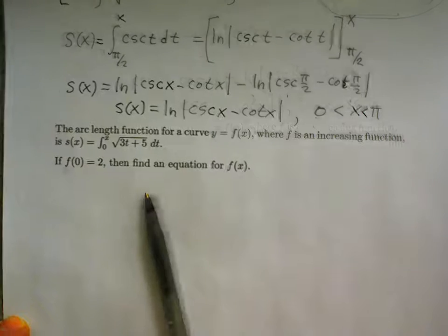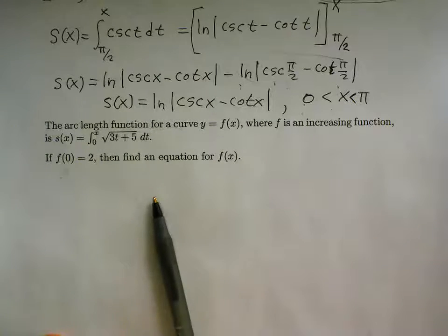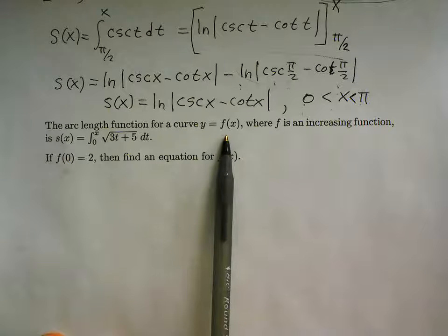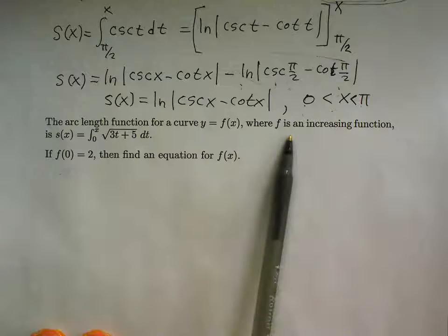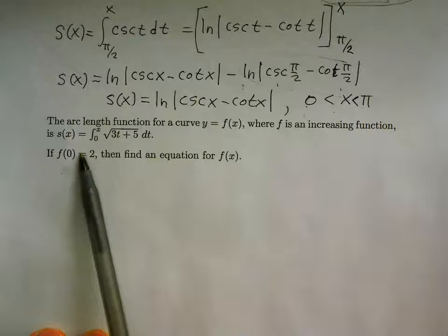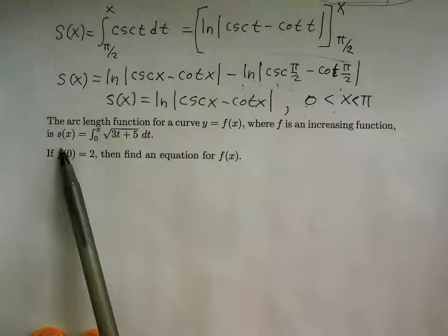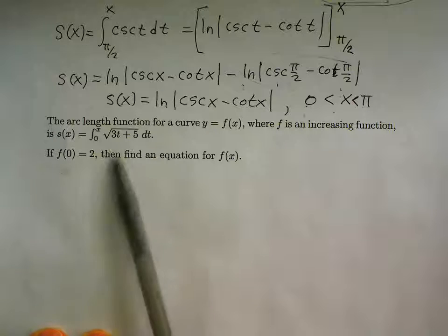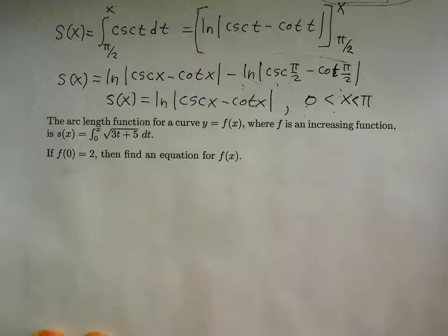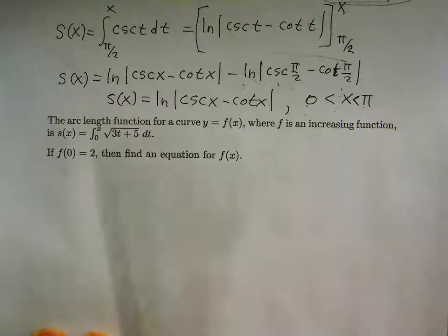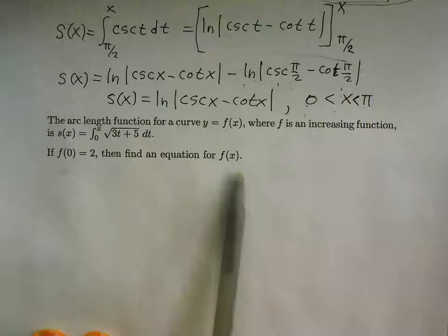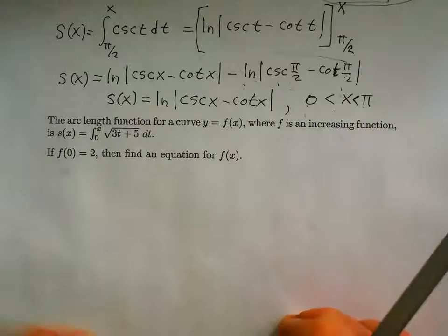In this problem, we're given the arc length function for a curve y equals f of x, where f is an increasing function. The arc length function is s of x equals the definite integral from 0 to x of the square root of 3t plus 5 dt. So if f of 0 equals 2, then find the equation for f of x.